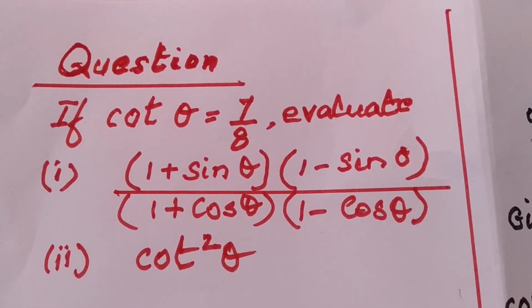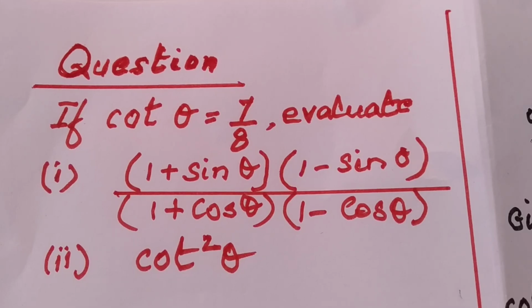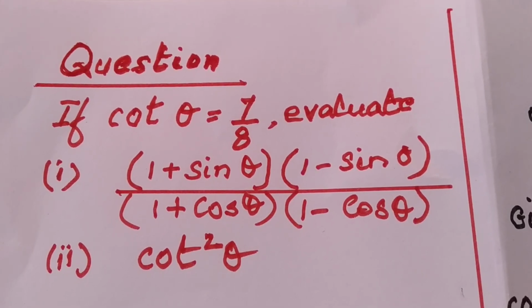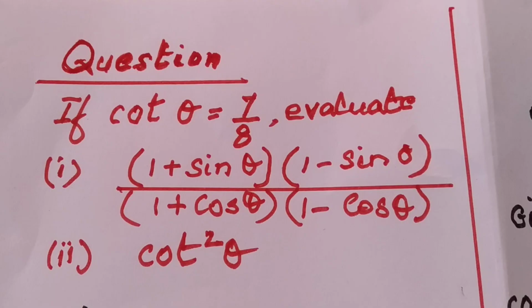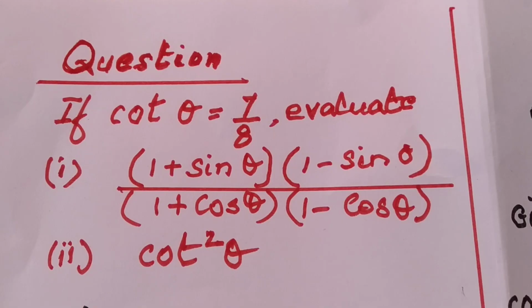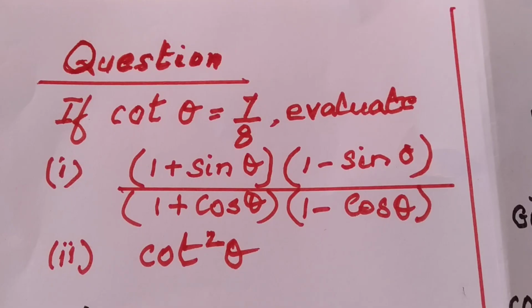Now if you look at the second part of the question, it's pretty direct. So cot theta is given as 7 divided by 8 and they're asking you to find cot squared theta. So all you have to do is 7 by 8 the whole squared. But why have they given this sub part? We will come to know at the end of solving the entire problem as to what is the relationship between the second part and the first part.